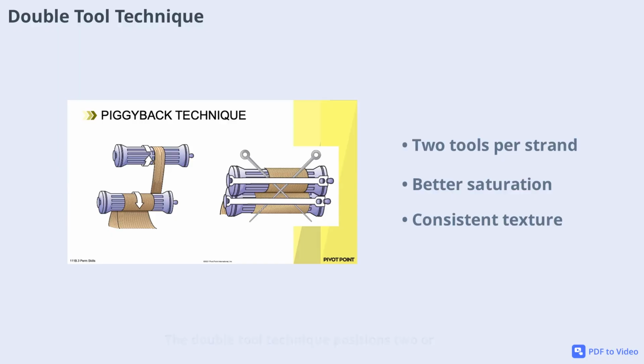The double tool technique positions two or more perm tools along a single strand, reducing the amount of hair around each rod for better chemical saturation. This method creates consistent texture on longer hair or allows for multiple textures along one strand. The first tool is wrapped like a base perm, with the ends left loose, and the second tool is wrapped in the opposite direction on top.